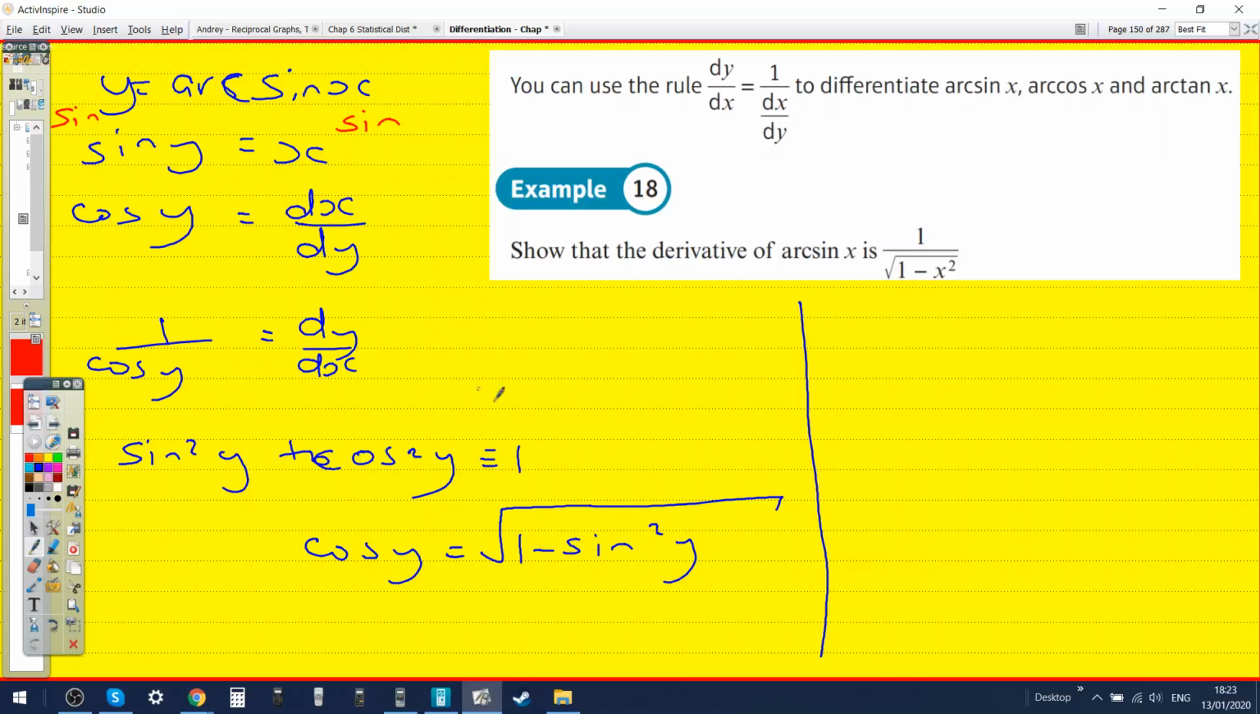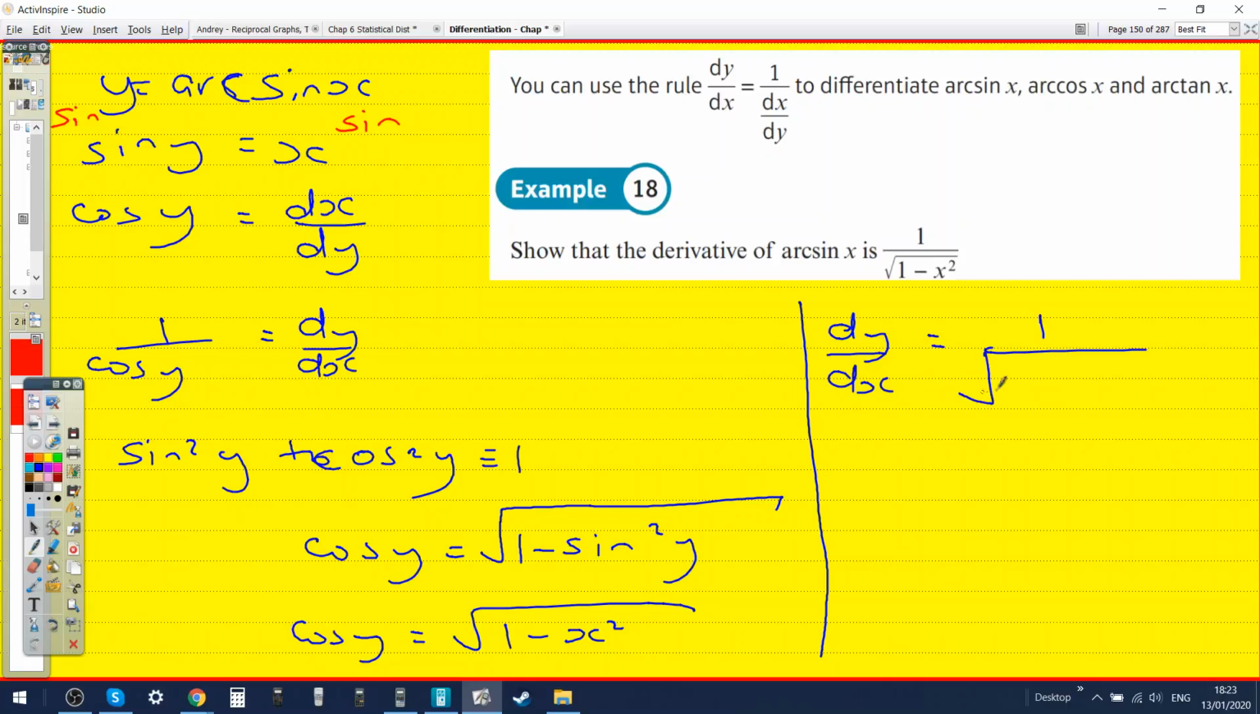And so what do you get when you sub in x? So then 1 over 1 minus x squared. So this thing, cos y, is the square root of 1 minus x squared. And so dy by dx is equal to 1 over, instead of cos y, it is root 1 minus x squared.